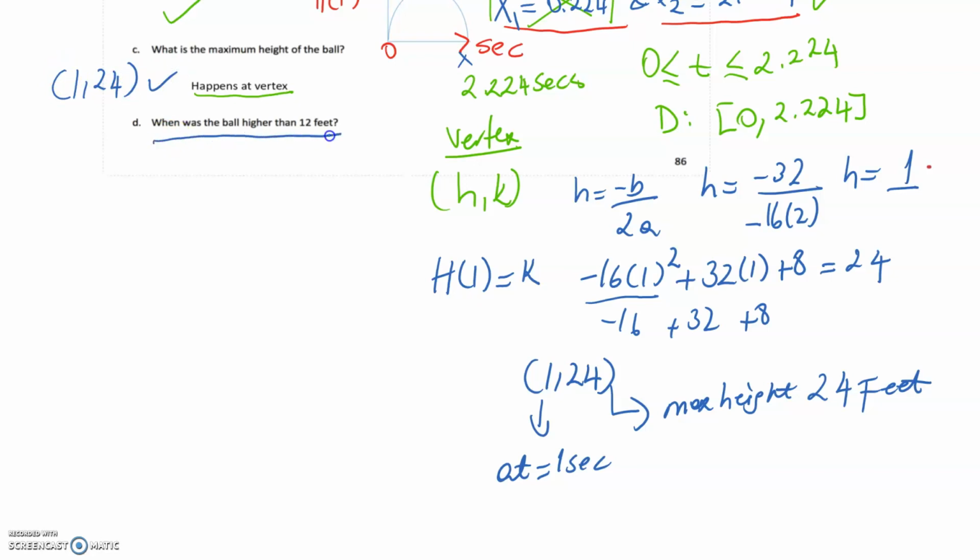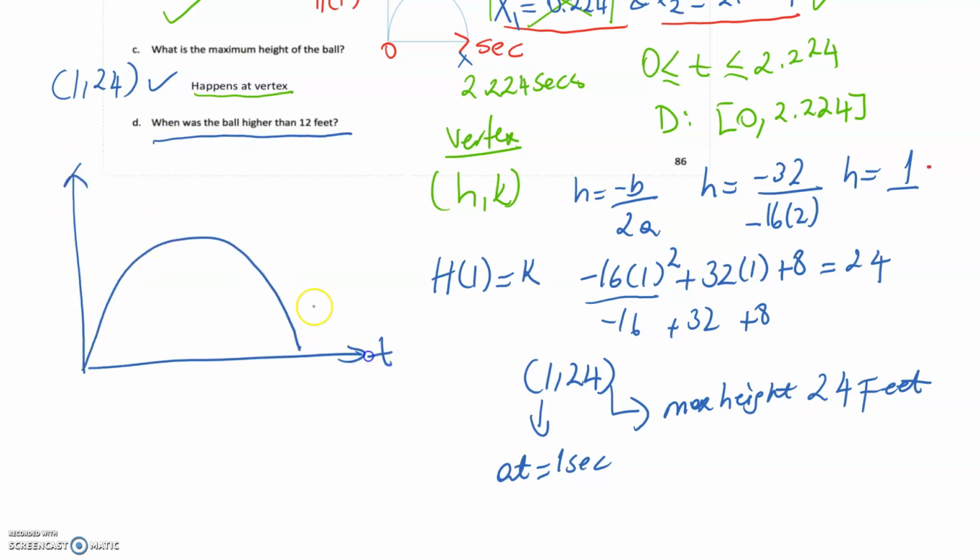Now, when was the ball higher than 12 feet? Again, this is the graph. This is t, this is h of t. So greater than 12. 12 feet is here, so we're looking for greater than 12. When is that happening?